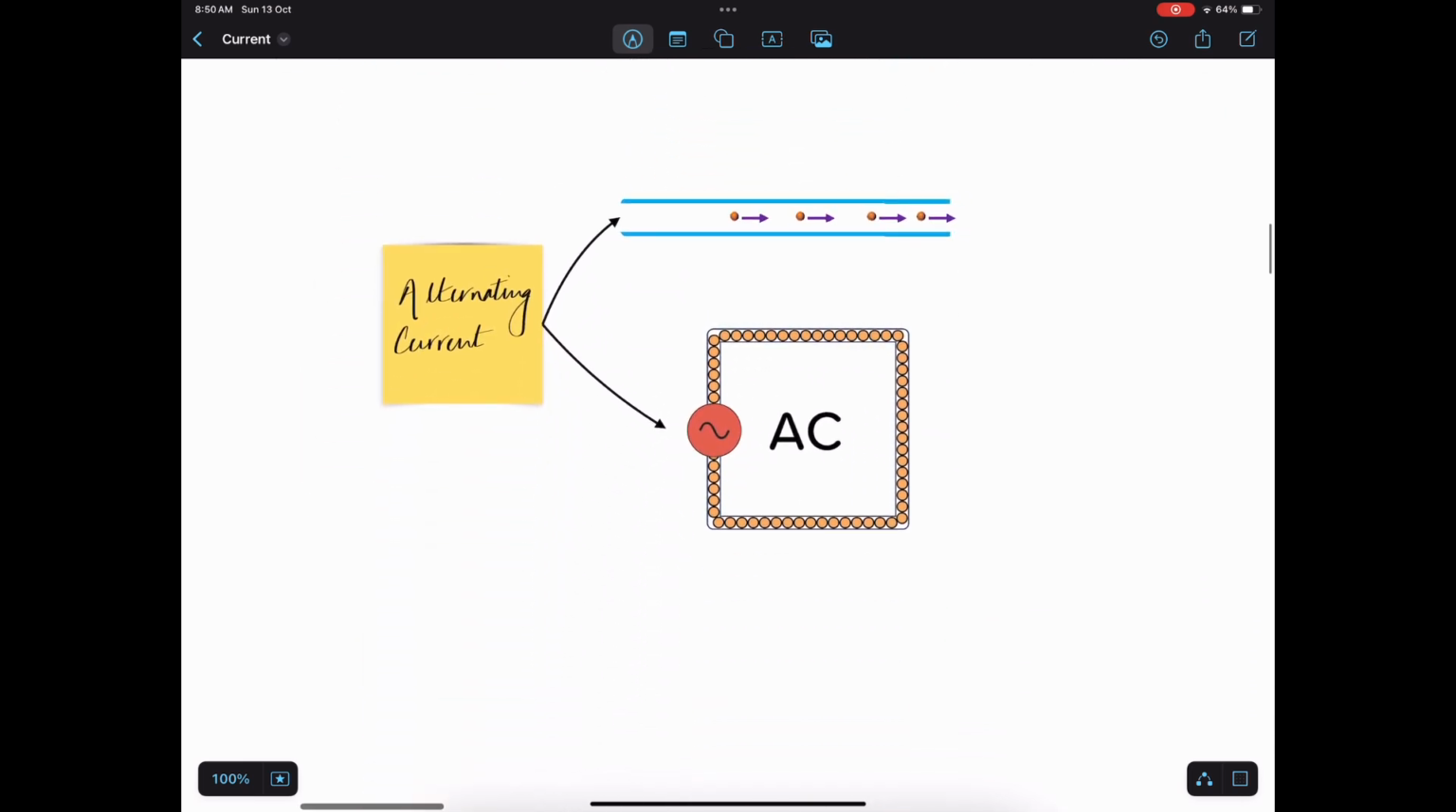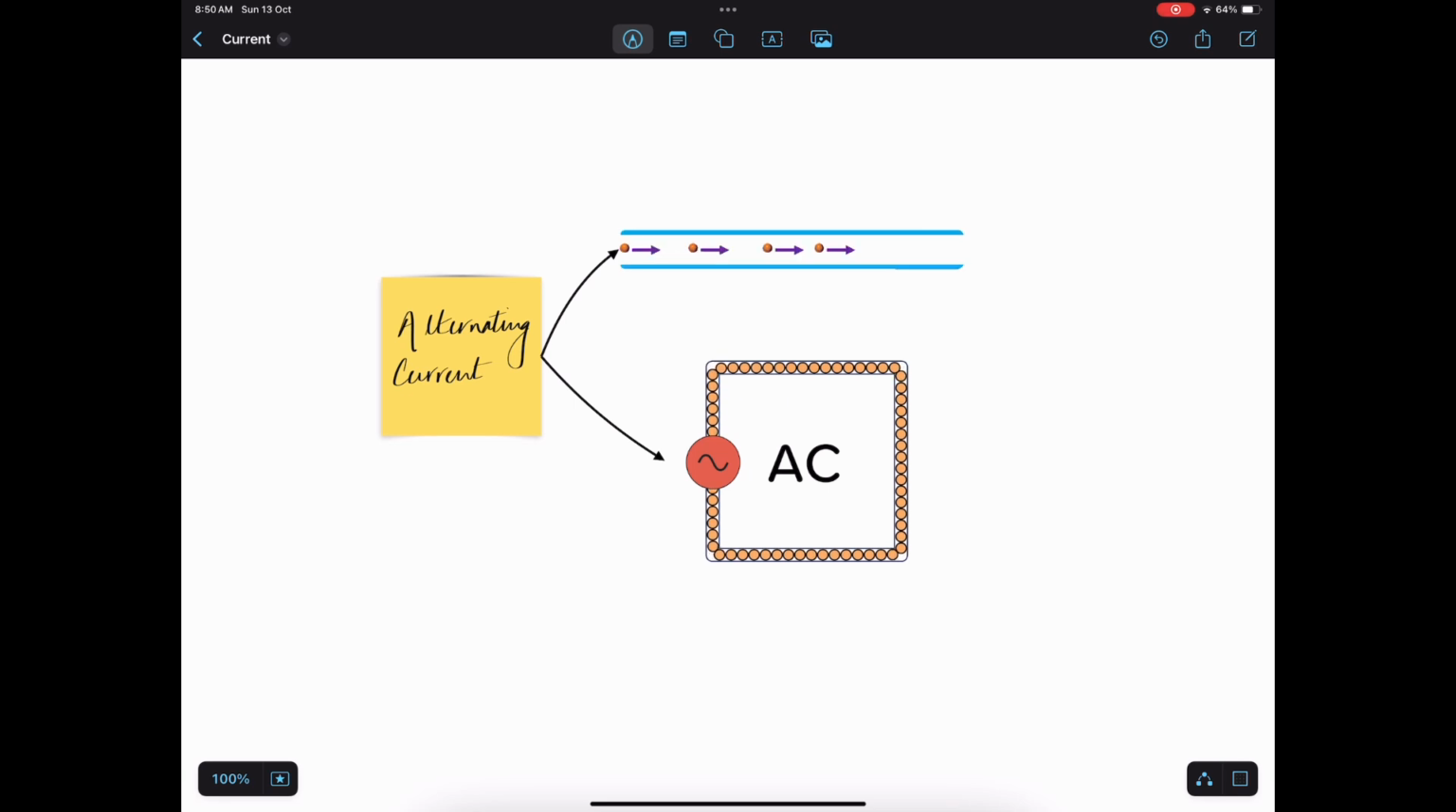AC, on the other hand, involves the flow of electrons periodically reversing directions, as you can see in these two diagrams. The oscillation of current in AC creates a back and forth motion of electrons, which is represented by a sinusoidal waveform. AC is the standard for power distribution in homes and businesses, largely because it is easier to transmit over long distances. Solar power systems must often convert DC generated by solar panels into AC for use in homes and the grid.